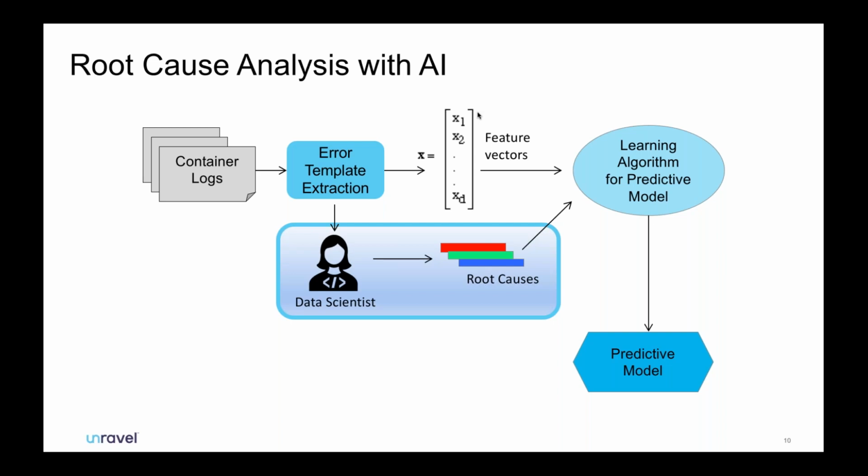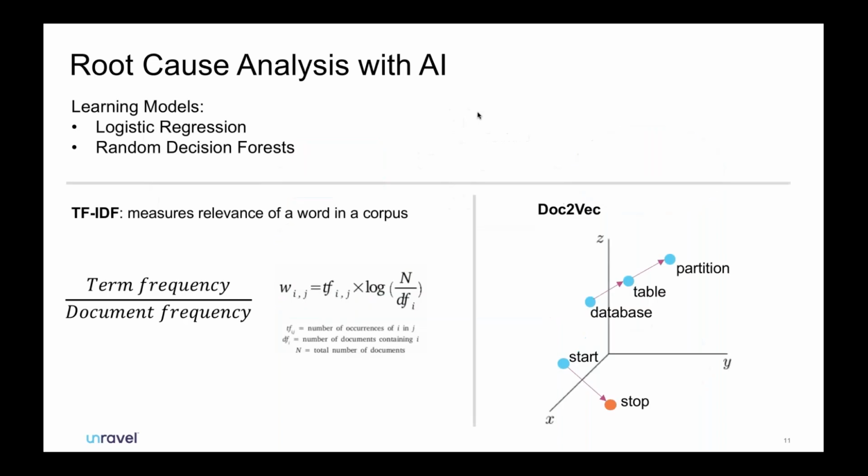These stack traces essentially have words and codes, and we try to use that to come up with a predictive model of what the recommendation is for why that job failed. A typical data scientist can actually identify those root causes for us, and that's how we've trained our predictive model. So I'm going to talk more about that in a second.